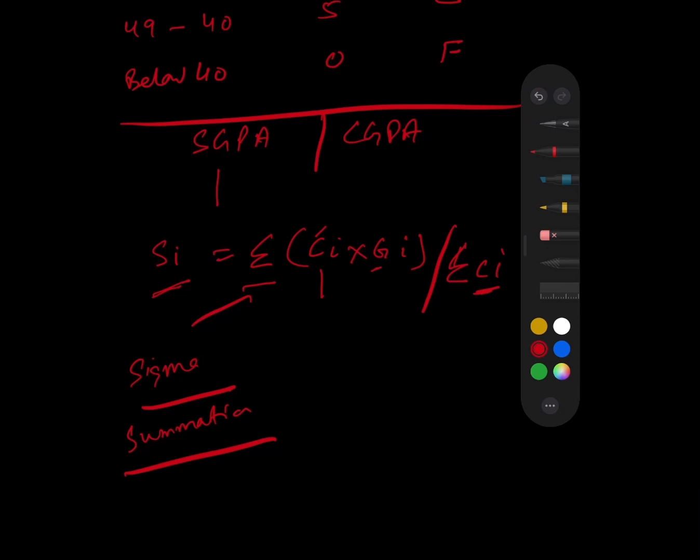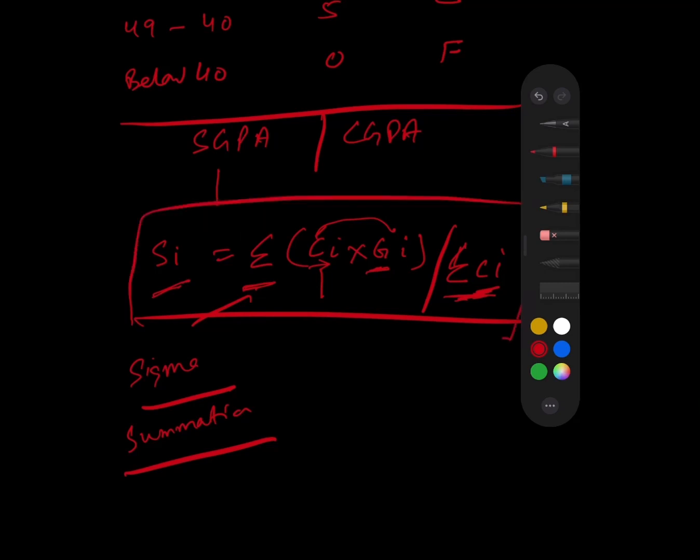What will be the formula? The SGPA is the ratio of the sum of the product of the number of credits with the grade points scored by a student in all the courses taken by the student, and the sum of the total number of credits. This is the formula. I'll take one example and try to explain it. You just keep this in your mind. Let us take one example.